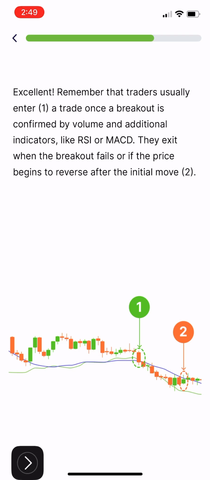Excellent. Remember that traders usually enter a trade once a breakout is confirmed by volume and additional indicators, like RSI or MACD. They exit when the breakout fails or if the price begins to reverse after the initial move.